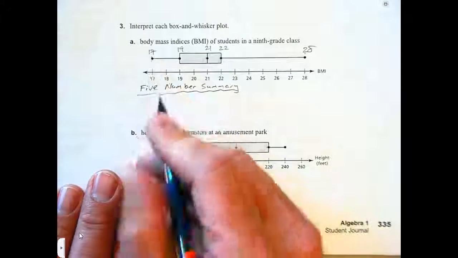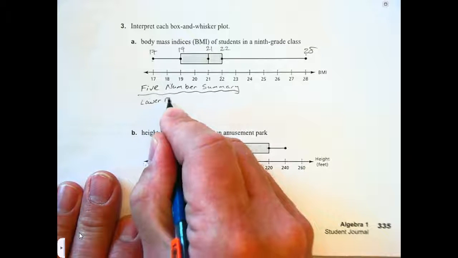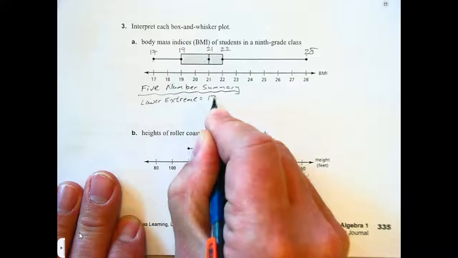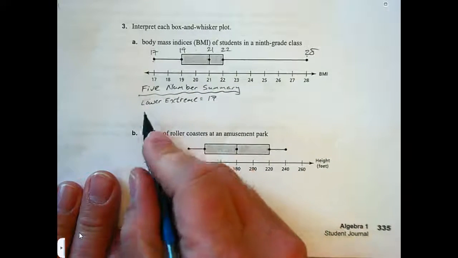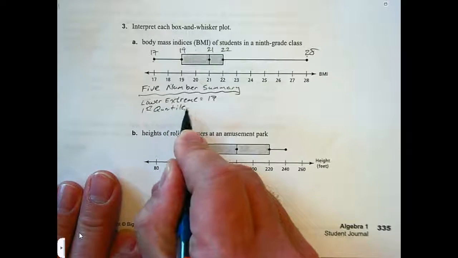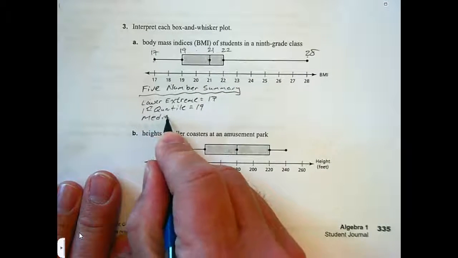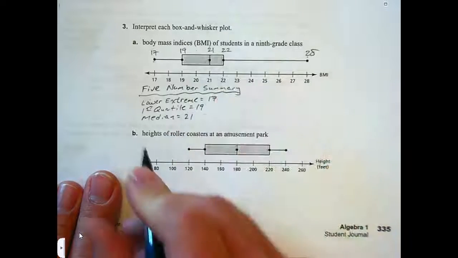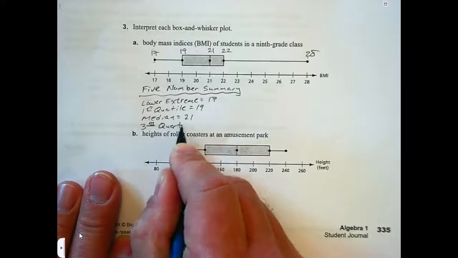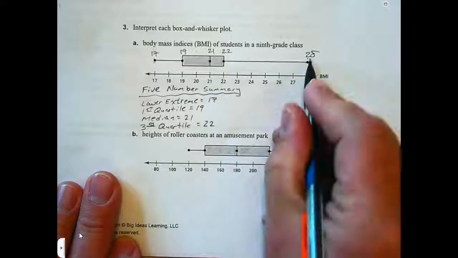What's this one called? Lower extreme, also known as our minimum. Lower extreme, 17. This one is? First quartile. This one? Median. And that one? So part of this is just learning the terms. And then the last one?